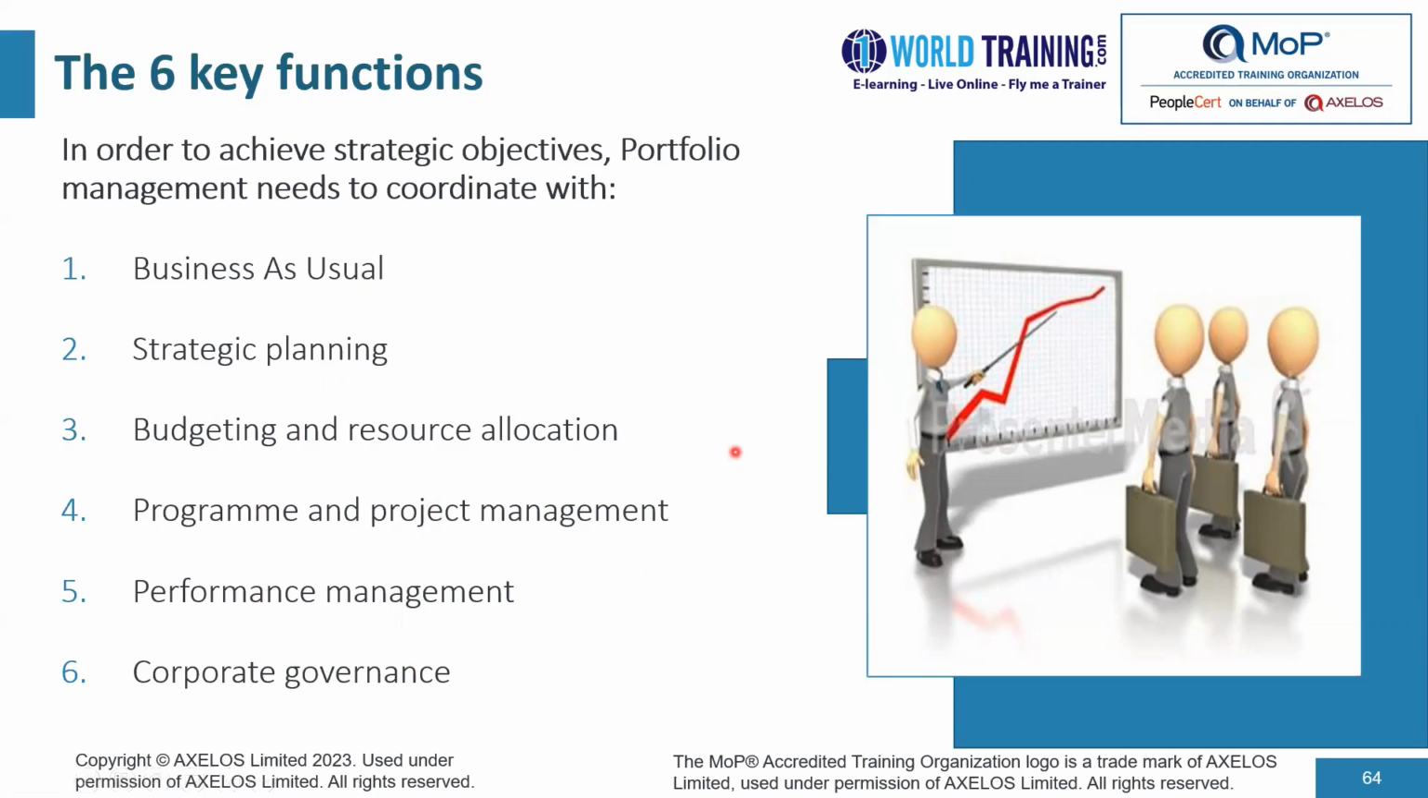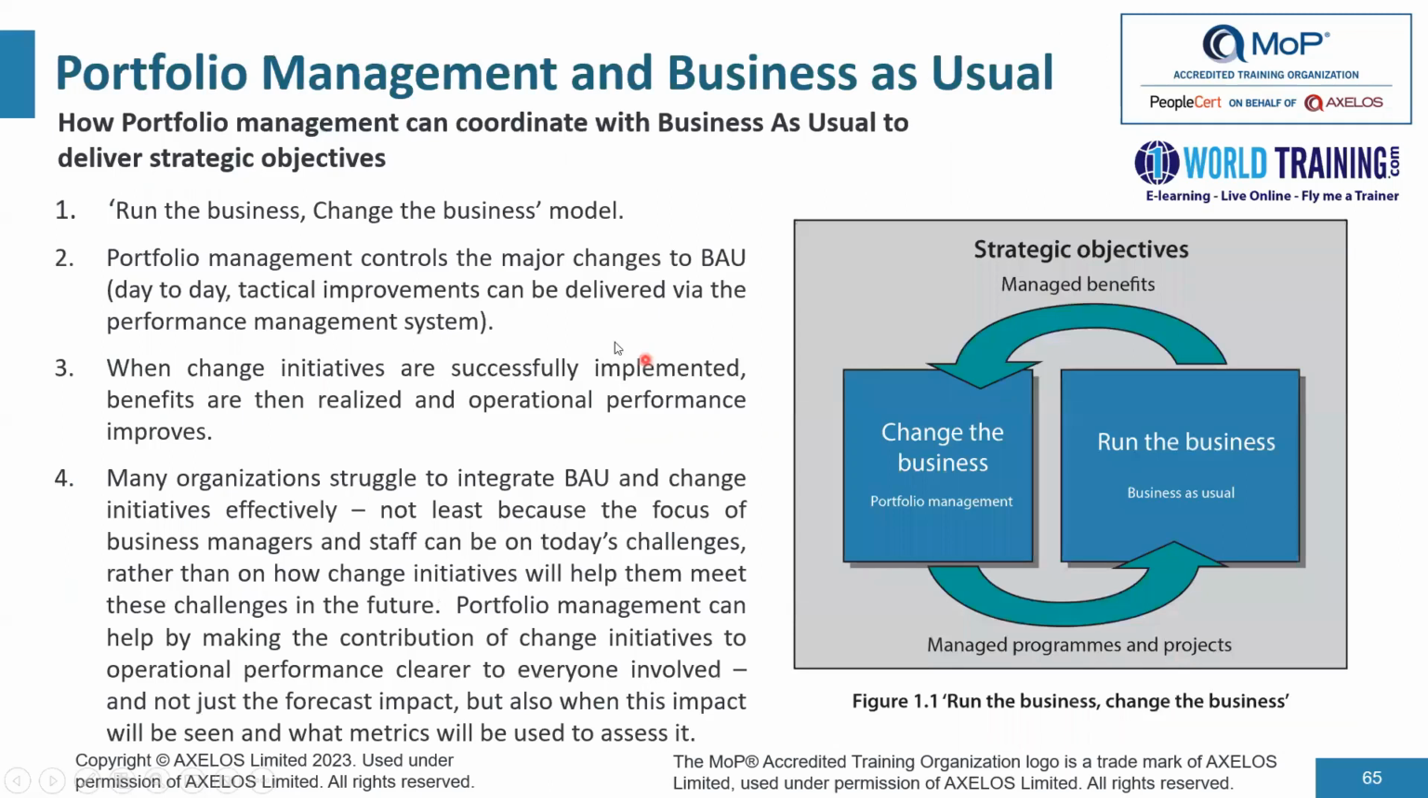Let's start off with portfolio management and business as usual. How does portfolio management coordinate with business as usual to deliver the strategic objectives? Run the business and change the business model, as represented on the right side of the screen, represent the linkage between business as usual and portfolio management, which is changing the business. Portfolio management controls the major changes to business as usual.